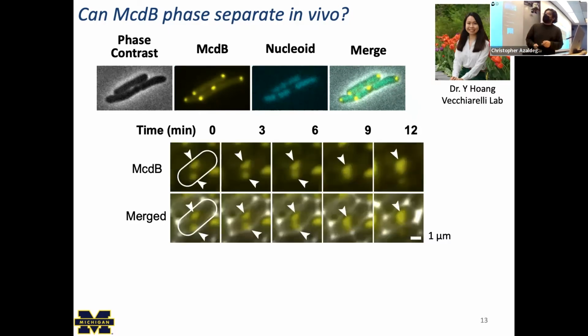Another observable feature is the fusion events of these foci inside of the cell. Here we see a time course of two mCherry foci over time fusing into an amorphous compartment. Again, bacteria are very small, on the scale of a couple microns, compared to eukaryotic cells, where the compartments are actually as large as 10 microns. So our resolution here is quite limited.